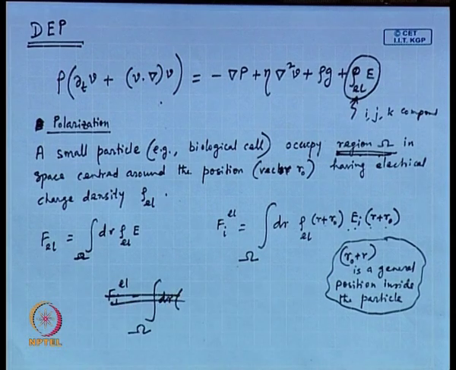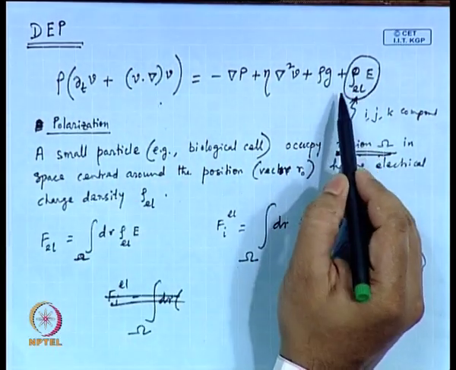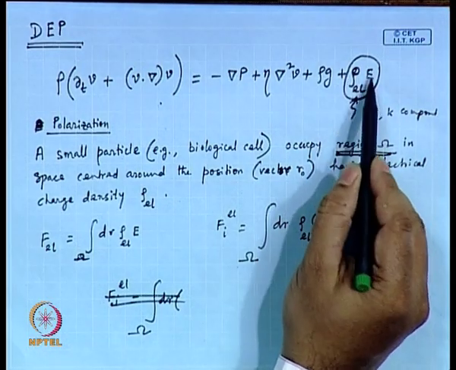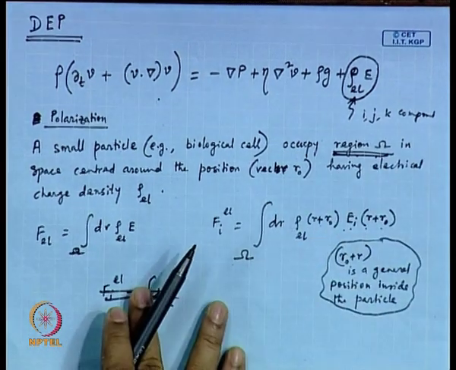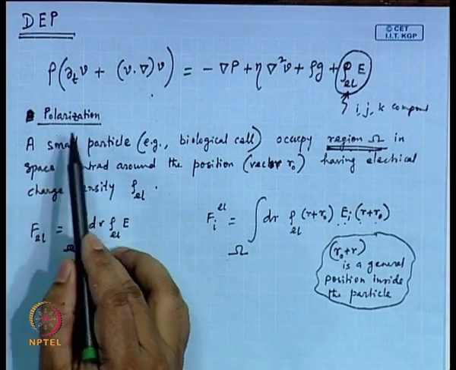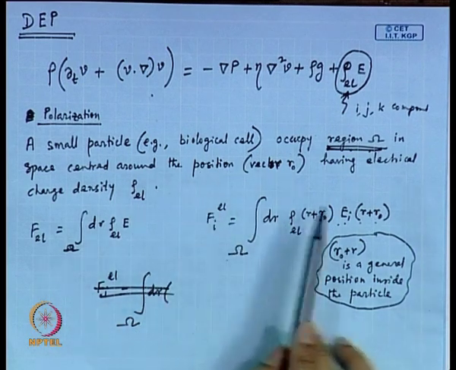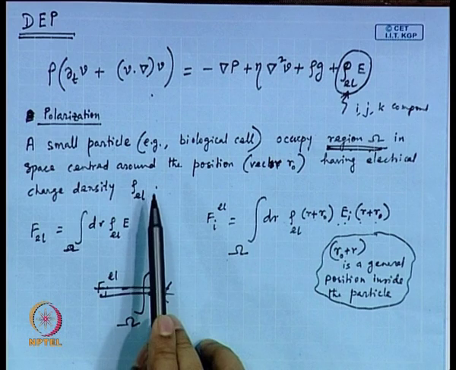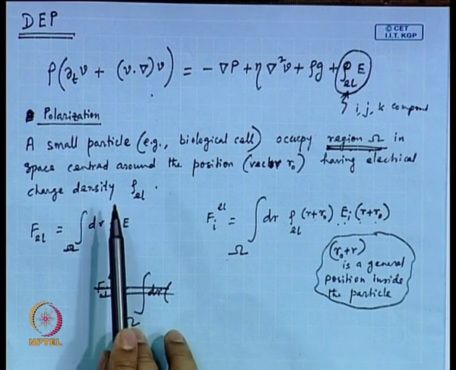What we mentioned in the last class is that we have this Navier-Stokes equation, where we have a body force term arising from the electric field, which has i, j and k components. We also tried to describe something called polarization, where a small particle such as a biological cell occupies a region omega in space, centered around the position vector r0, having electrical charge density rho EL.